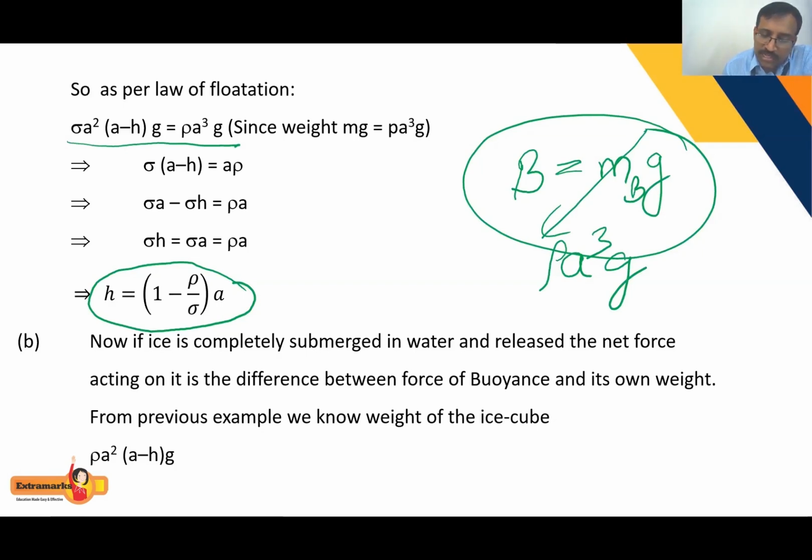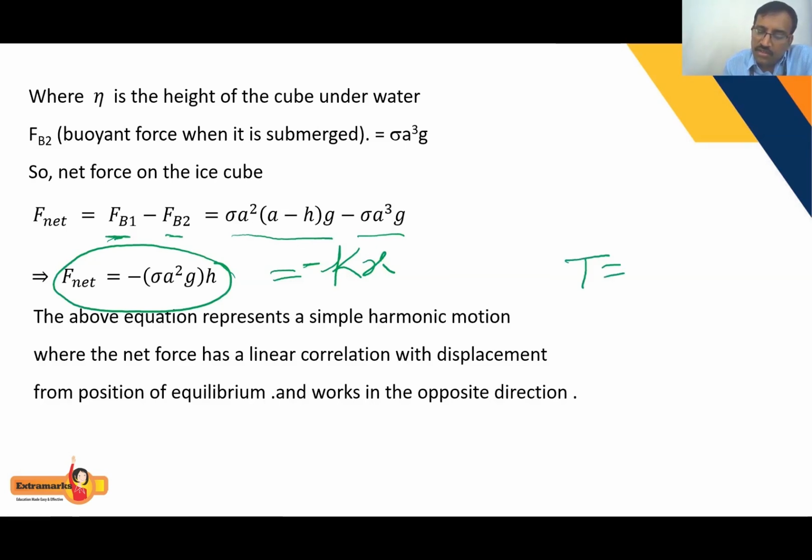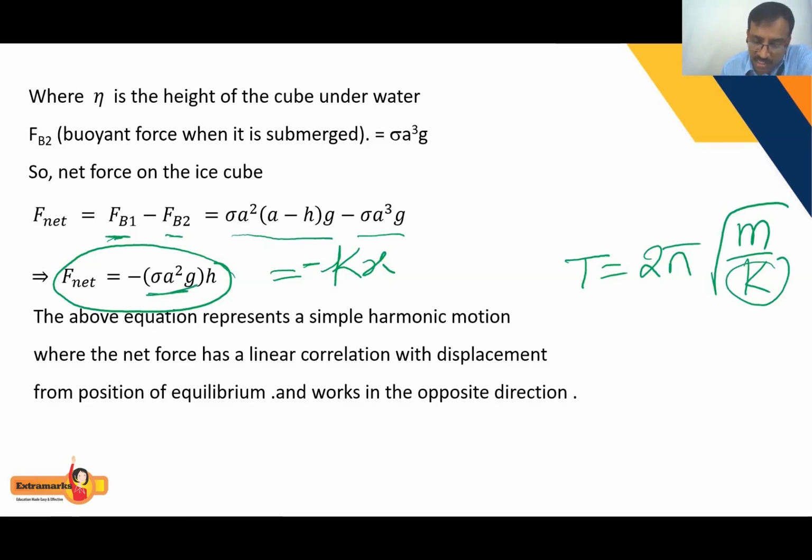Now suppose the ice is given a small disturbance, so it will oscillate. When it is oscillating, there exists a time period of oscillation. So the buoyancy force will be more than the previous buoyancy force. Then net buoyancy force will be upward force minus downward force. Then this is that, which is perfectly in the form of kx, where k is the spring constant. And maybe you have done this. For a spring, the time period is 2 pi root m by k, where m is the mass of the block, here the mass of the ice cube, and k is the spring constant, which we got here as sigma a square g. So after solving, we will get this.